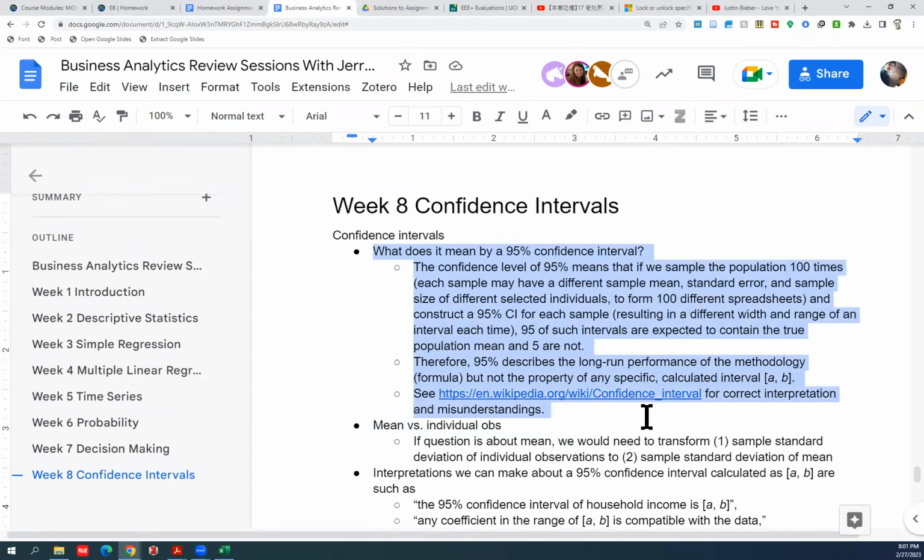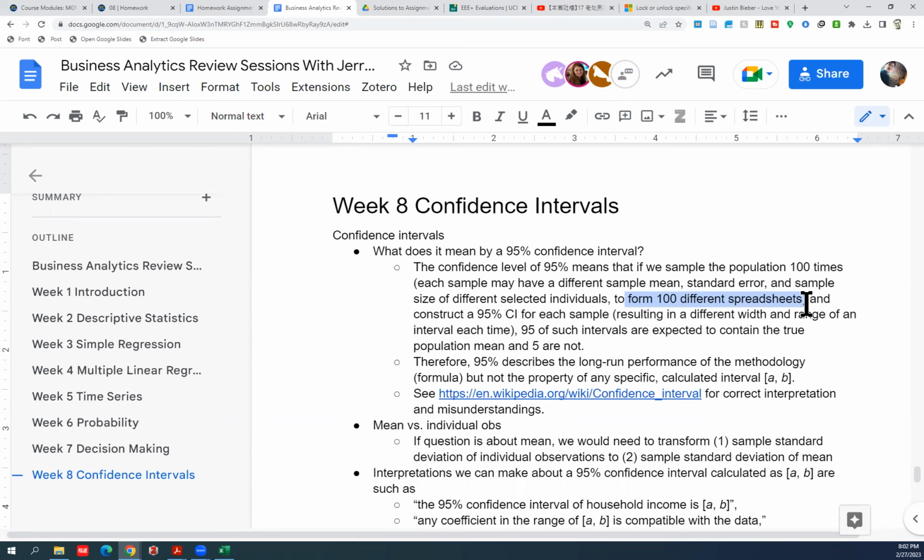A 95% confidence interval. Here, the 95% means that if we sample the population 100 times, notice that each time we would have a different sample. A different sample could have a different sample mean, a different standard deviation, a different standard error, and a different sample size, and they consist of different individuals. So throughout these 100 times of sampling, we could form 100 different spreadsheets consisting of different individuals selected in each of the samples.